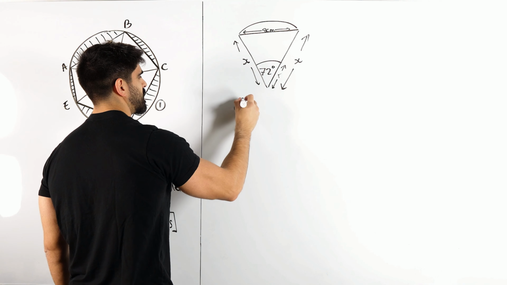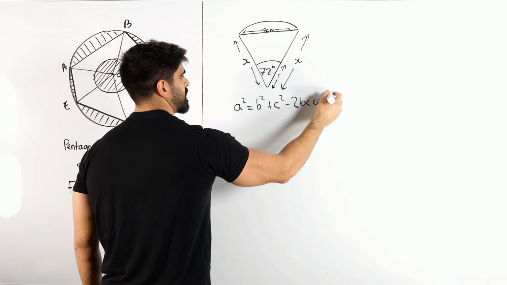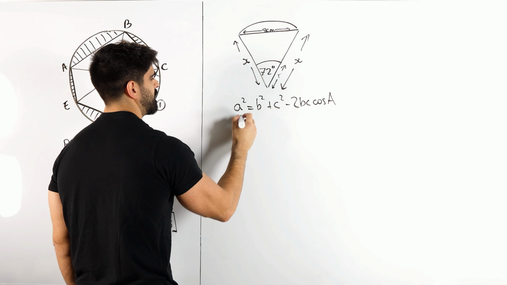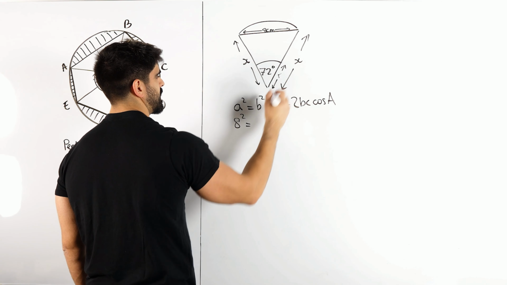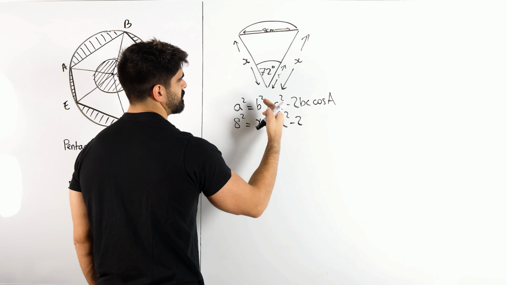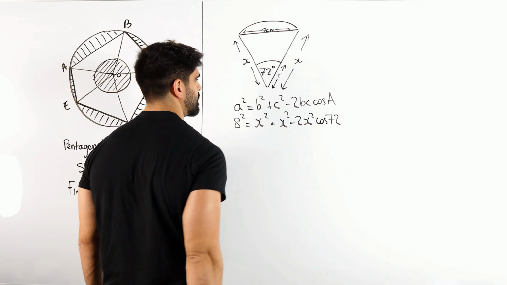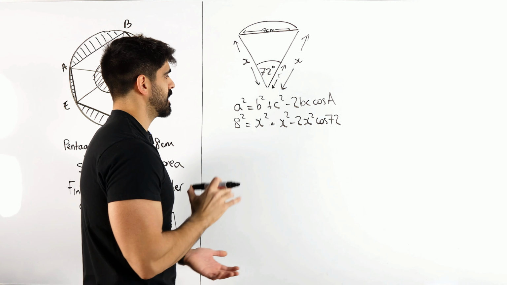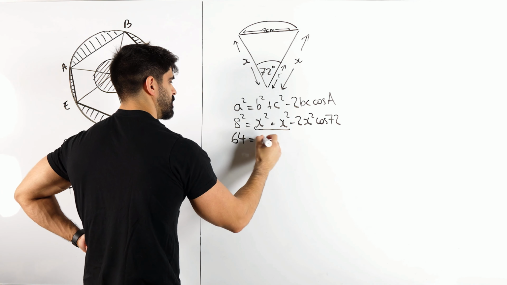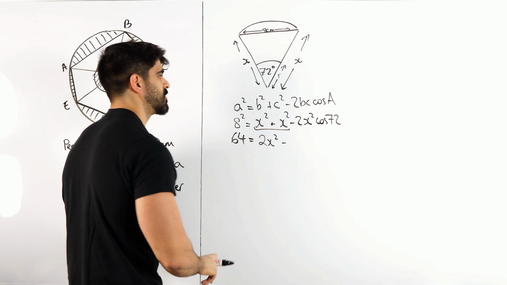So what does the cosine rule say? It says a squared is b squared plus c squared minus 2bc cos A. Here my a is 8. It's the one opposite the angle in question. So we have 8 squared is x squared plus x squared minus 2bc. So when you multiply these together, you just get x squared again, cos of 72 degrees. Okay, so we've got 64 is 2x squared minus 2x squared cos 72.